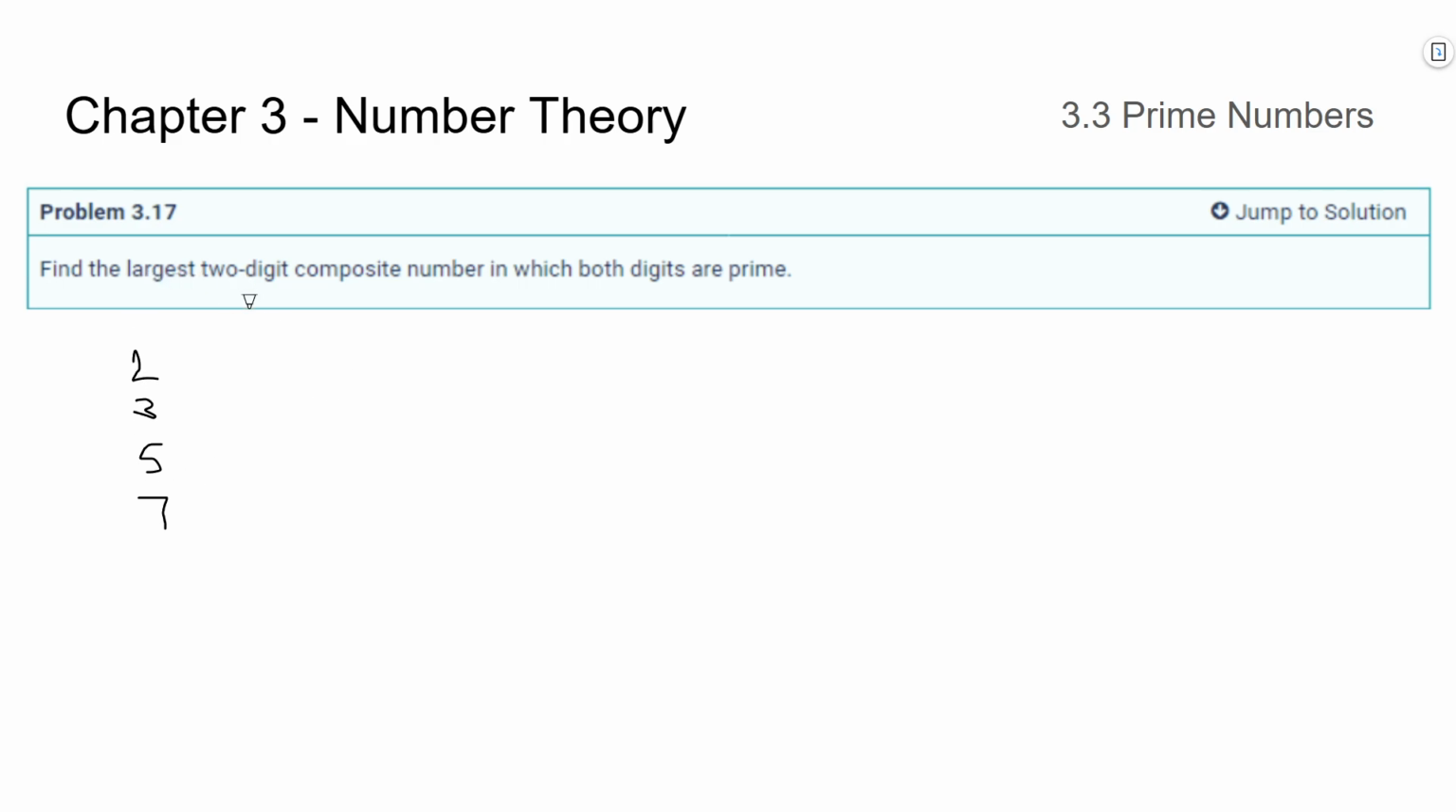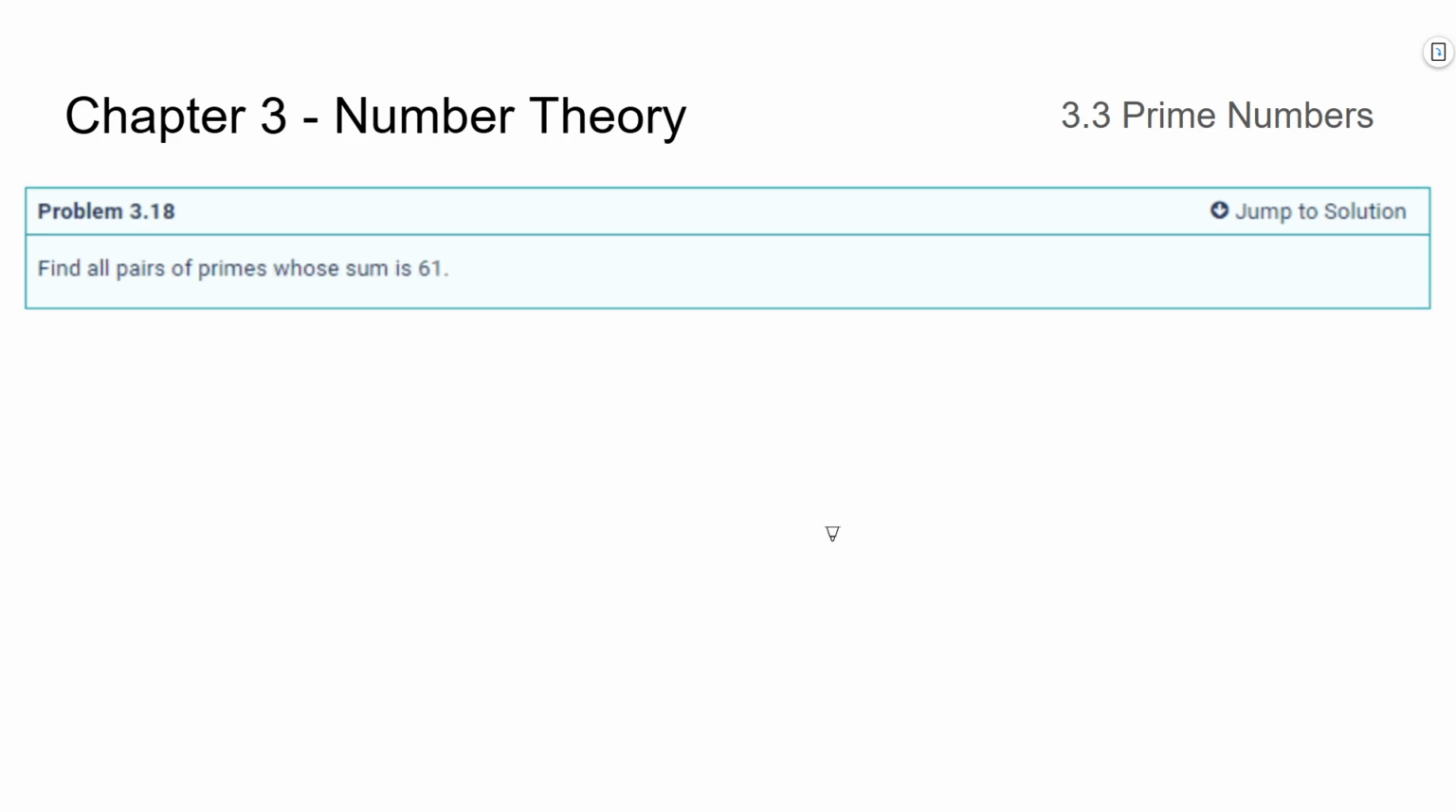Well, let's see, what's the largest 2-digit number? Well, 77, I think, would be a number that is 2 digits and both prime digits. And would it be composite? Well, 77 is not prime because 11 times 7 is 77. So I think that works. 77 would be the largest 2-digit composite number in which both digits are prime.